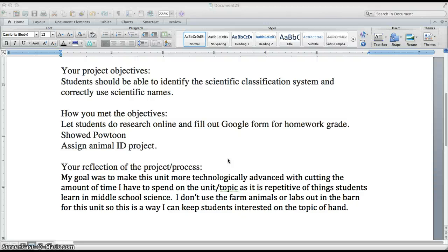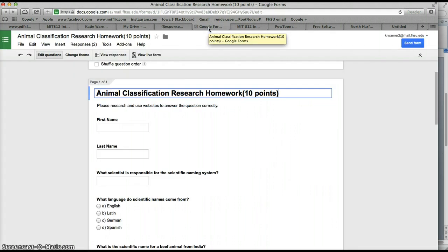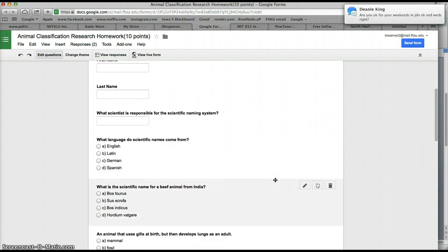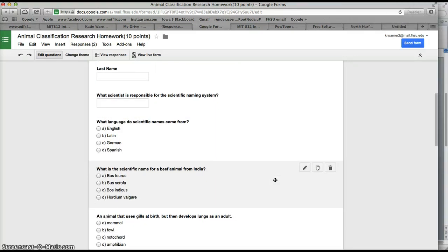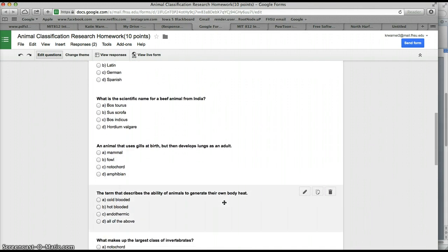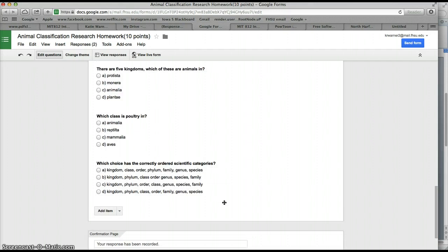First off, I made a Google form. The Google form I'm going to assign as homework, and it's really quick and easy. It's 10 questions that they can go through and research. I told them just to research any website to find the correct answer, so that they're doing some homework before they get to class and answering those.